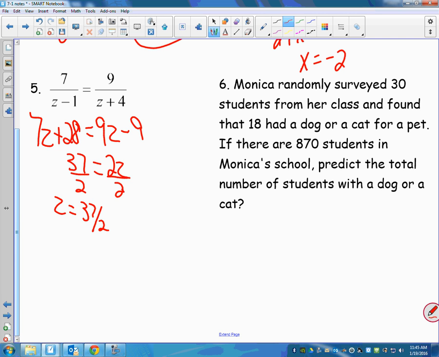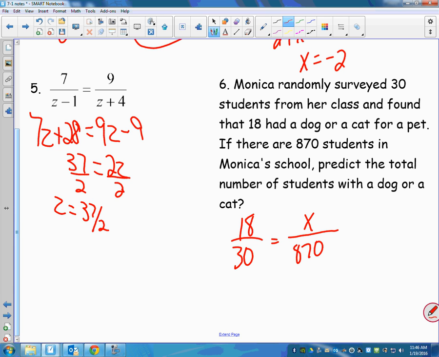So what we want to do is I think we need to set up a ratio. Agree with that? I mean a proportion. So 18 over 30 would be the ratio of 18 out of 30 people. So 18 is the number that had a pet, a dog or a cat, and 30 was the total number. And then you said x over 870, because we're trying to find how many in the total school have a dog or a cat out of the total number. So you just want to make sure your numbers match up, just like we talked about with that little chart.